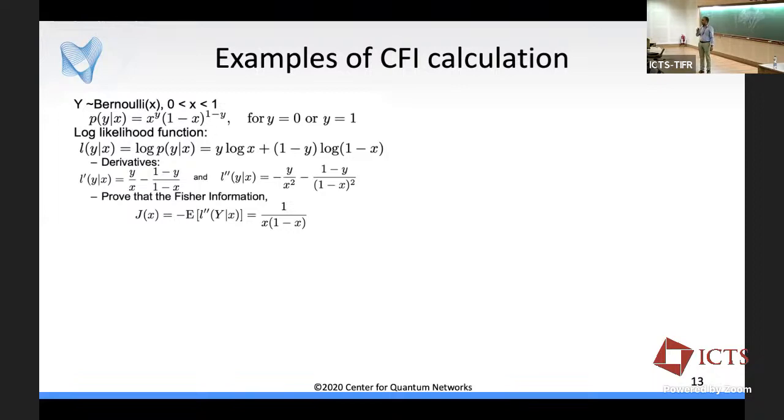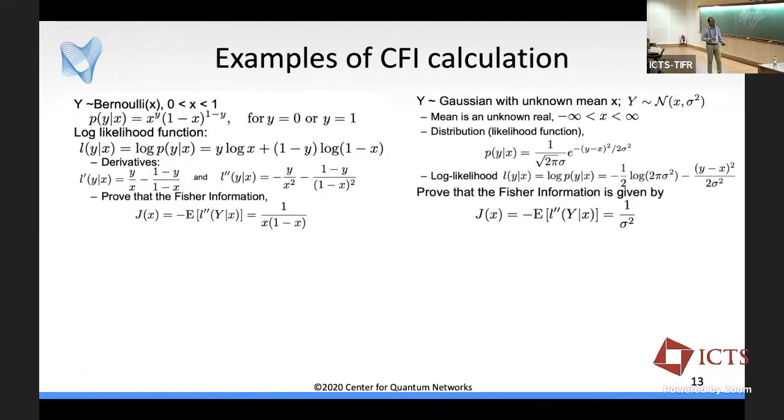I suggest you should try this. This is a very simple example. And this example is what we are going to use to derive the Heisenberg limit and some very interesting examples of quantum metrology calculations we will do. Probably the simplest example. The next one, again, I would like you to remember this. Let me write this formula down so that we can use it in future calculations. So the J of X here is 1 over X times 1 minus X.